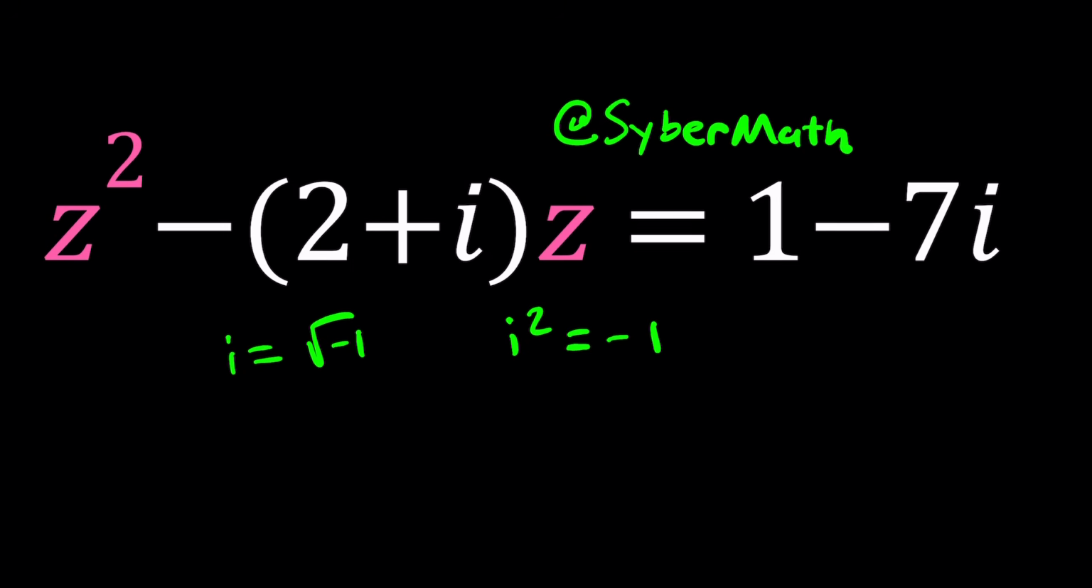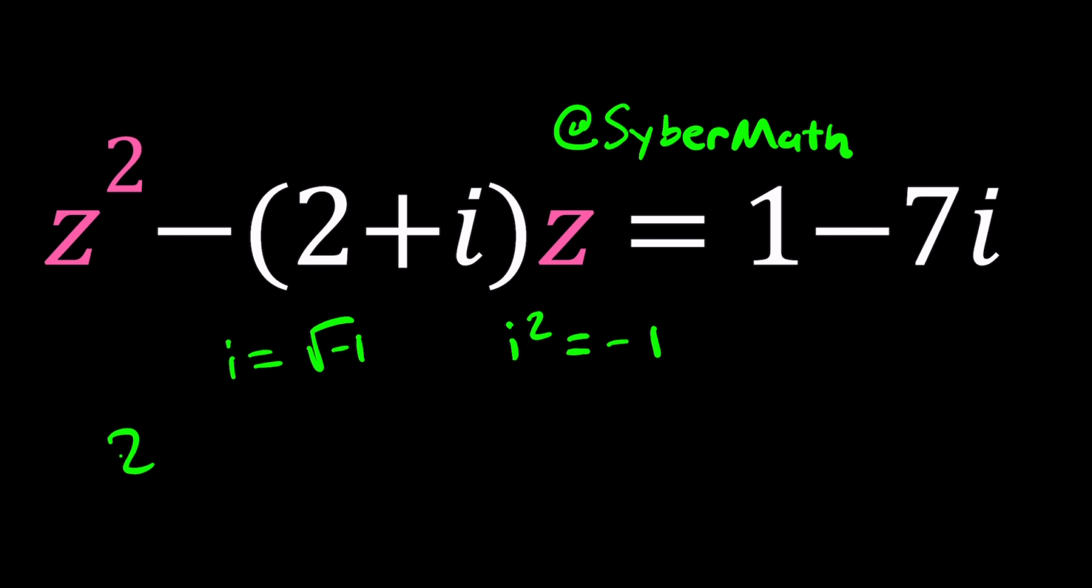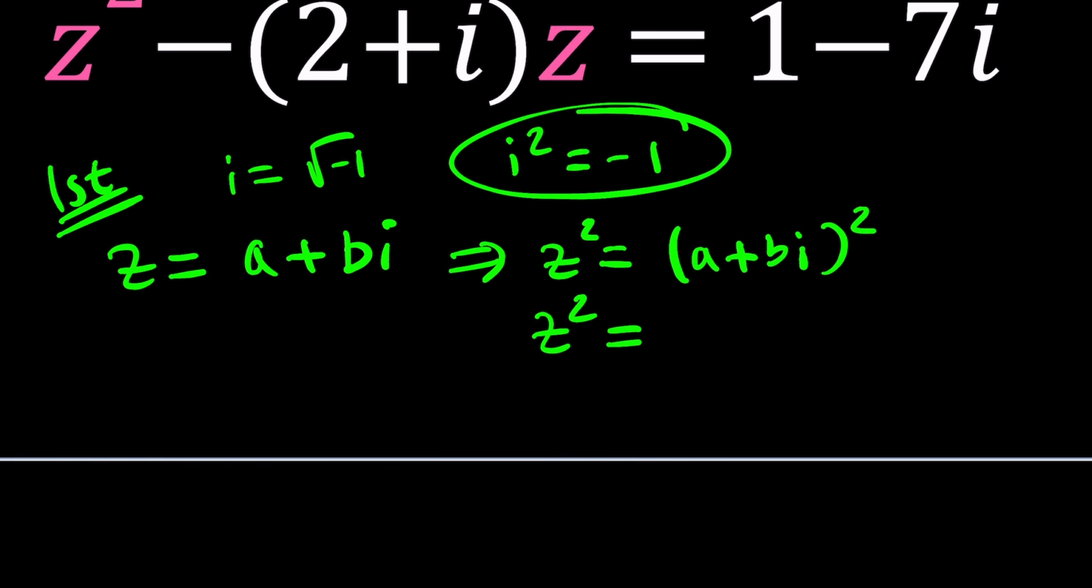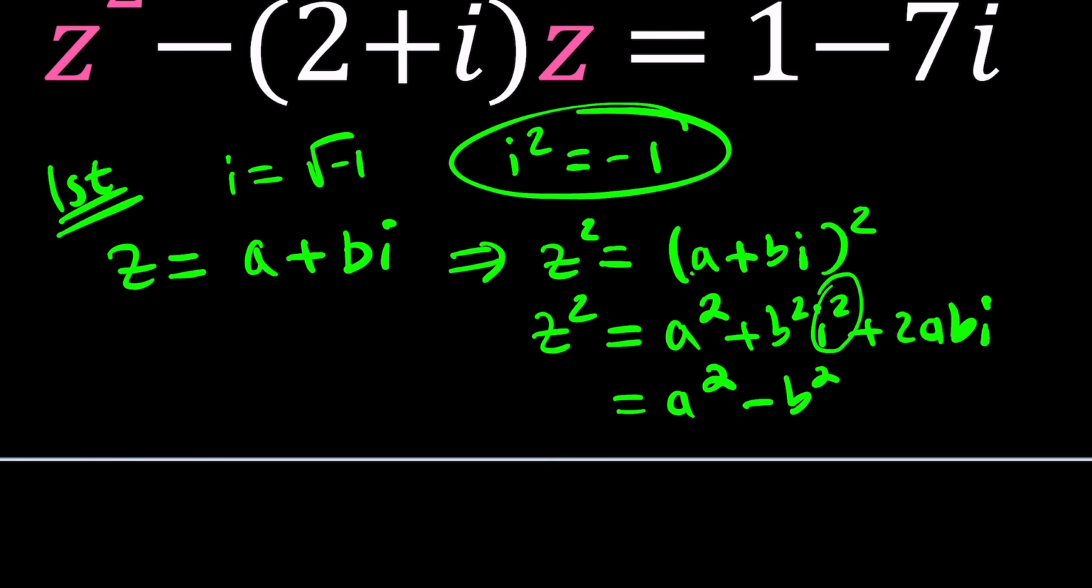Now we're going to proceed with our general universal method, replacing z with a plus bi. What happens if you replace z with a plus bi? Of course, you have to think about z squared. What is z squared? It's (a plus bi) squared. You've got to be careful. The only thing you need to think about here is that i squared is -1. So if you square this, you're going to get a squared plus b squared i squared plus 2abi. But because i squared is -1, this is going to turn into a squared minus b squared plus 2abi.